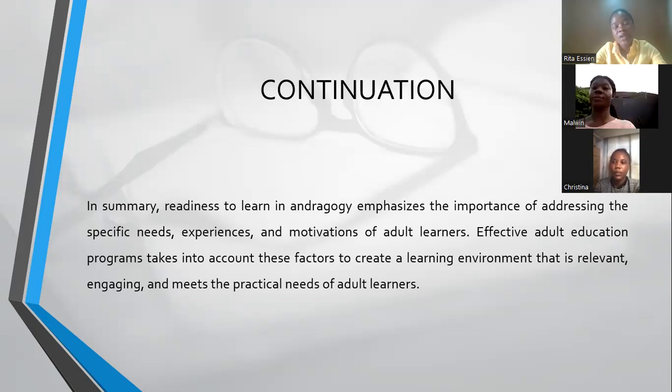So creating events and forums for adults will help us to participate more, and then we get to that peer learning. It will help us to get a creative mindset about what we need to do and what we need not to do. Thank you.